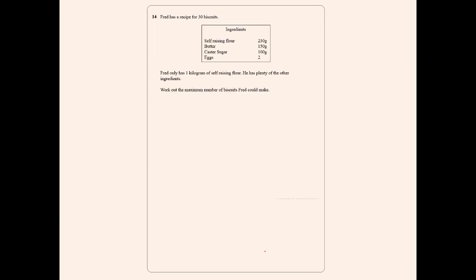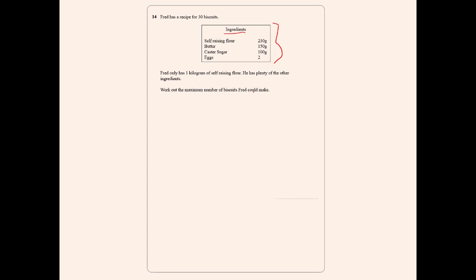Question 14. Fred has a recipe for 30 biscuits. So this is the recipe for 30 biscuits. Fred only has 1 kilogram of self-raising flour. He has plenty of the other ingredients. Work out the maximum number of biscuits Fred could make.